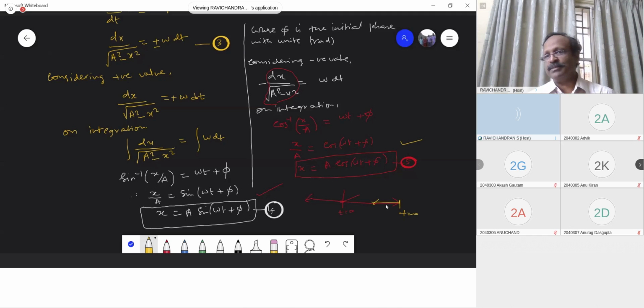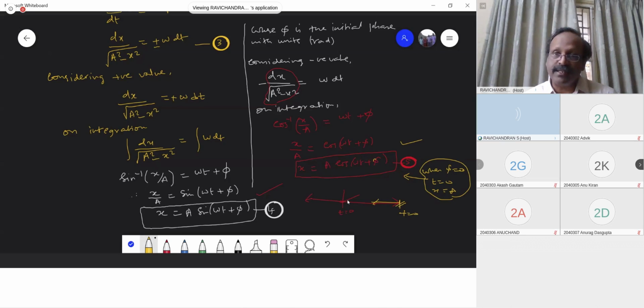The displacement can be given by this. When t is equal to 0, let us say initially phi is equal to 0, and check how it comes. When I put the initial phase equal to 0 and t is equal to 0, cos 0 is 1, so x becomes a. In that case, I'll use this equation. That is when I start from here.